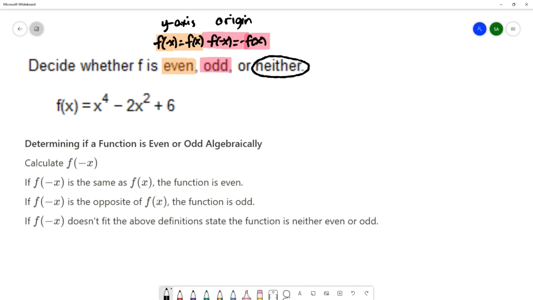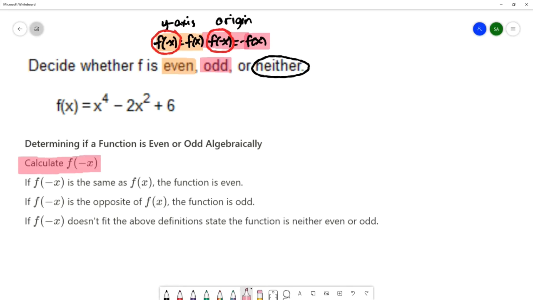So I've developed a process that we can go through to determine whether a function is even or odd algebraically. What we're going to do is calculate f of -x. And the reason we calculate that is that you can see f of -x in the definition of even, and f of -x in the definition of odd. So we're going to do that calculation of f of -x, and then we're going to check it versus these two definitions.